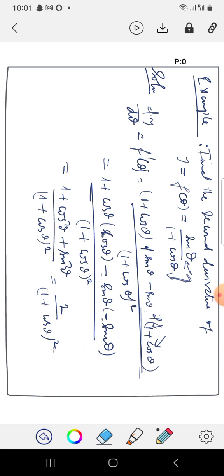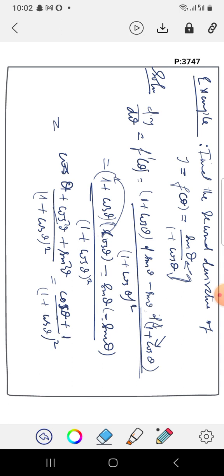Okay, sorry, I think I've made a mistake here. When I was done, I didn't open this bracket. So I should have multiplied this one with this one as well. And this shouldn't have been 1, this should have been cos theta. I'm sorry. So this shouldn't be 2, this should be cos theta plus 1 in fact.